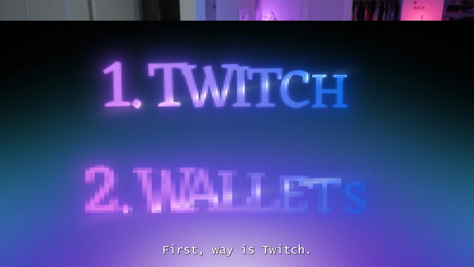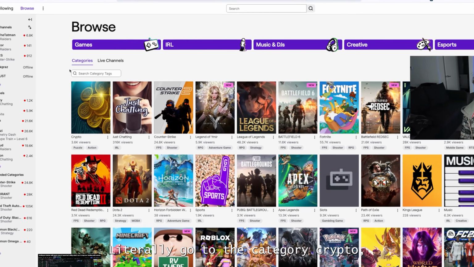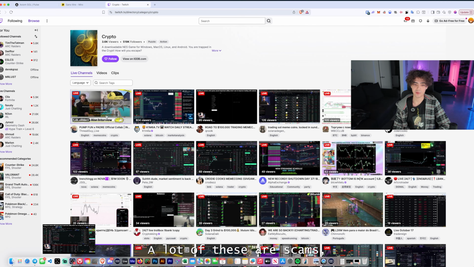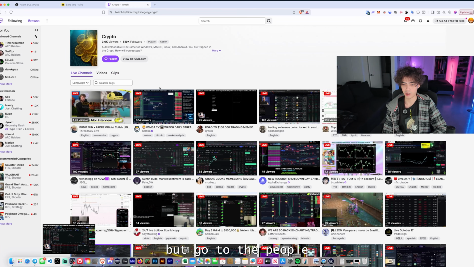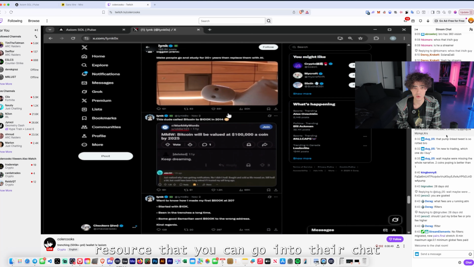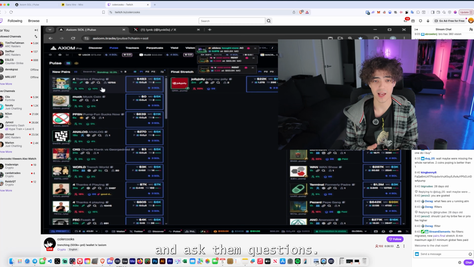There are 2 ways. First way is Twitch. You can go on Twitch. People live stream trading all the time. Literally go to the category crypto, click on it, and near the top, you'll probably see some of the best. A lot of these are scams. When you see this is probably a scam, but go to the people with like 100 viewers on average. They are a free resource that you can go into their chat and watch exactly what they're doing, understand why they're doing it, and ask them questions.